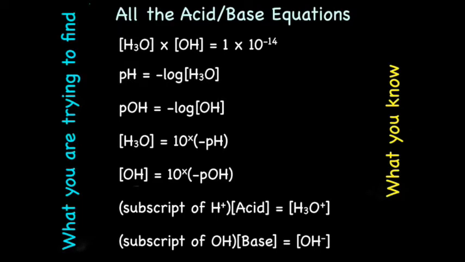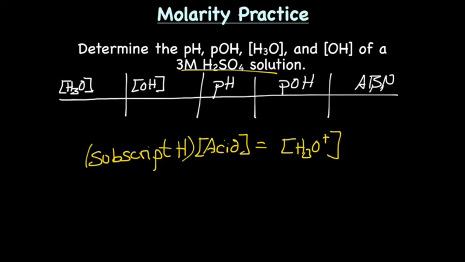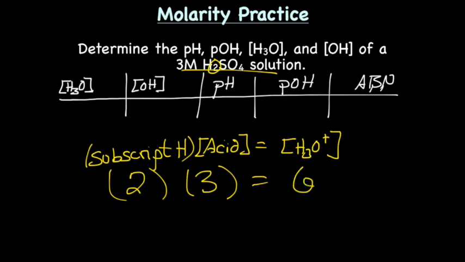Well, 3 molar is a concentration and H2SO4 is an acid, so I guess we can use that formula right there. So we're going to have the subscript of H times the concentration of the acid equals the H3O or H plus concentration. All right, so our subscript for H is right here. It's a 2. Our concentration is 3 molar, which means our H3O concentration is going to be 6 molar.